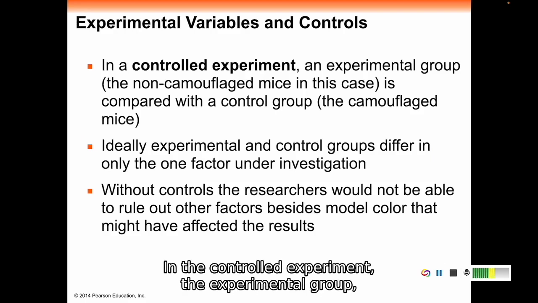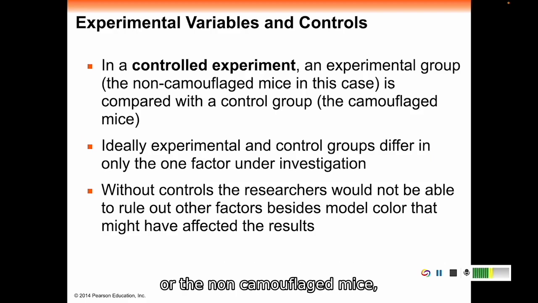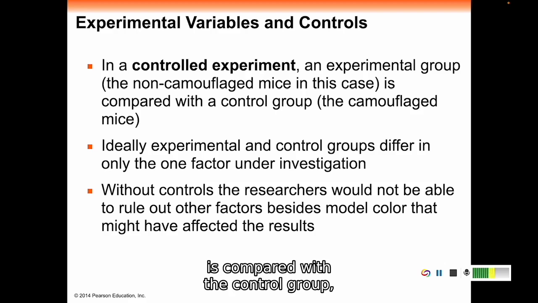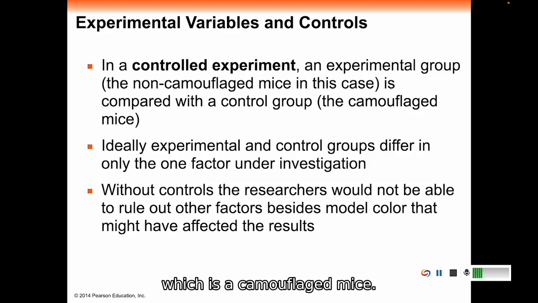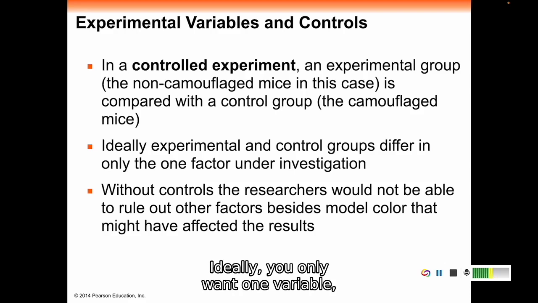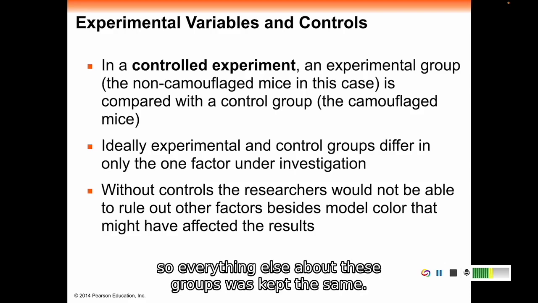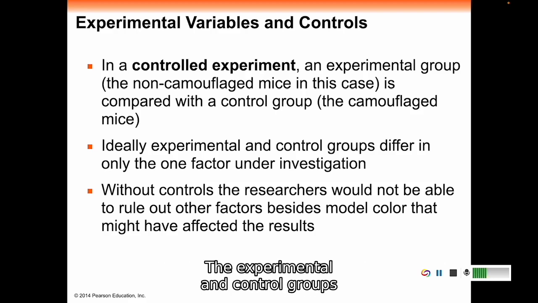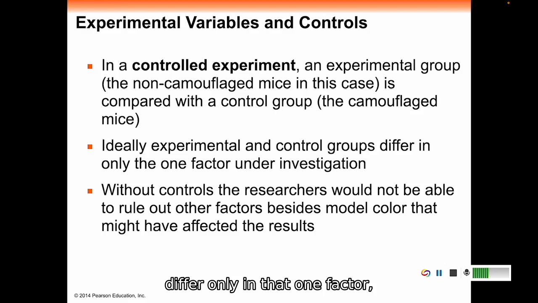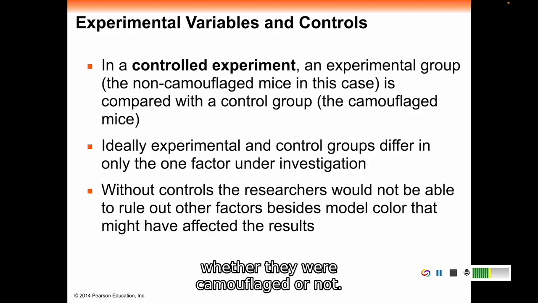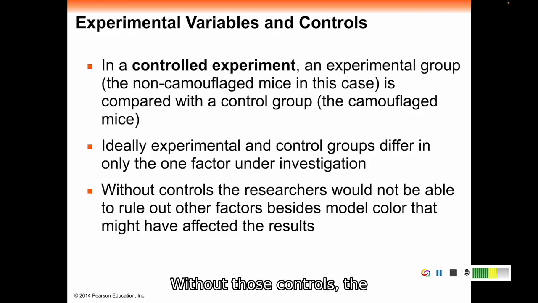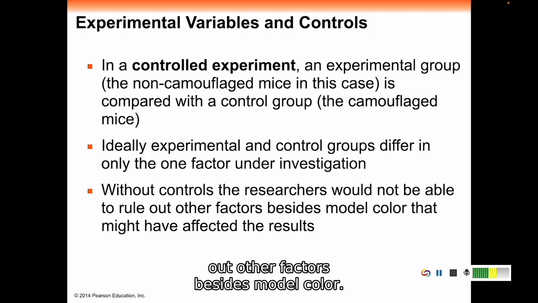In the controlled experiment, the experimental group, or the non-camouflaged mice, is compared with the control group, which is the camouflaged mice. And ideally, you only want one variable, so everything else about these groups was kept the same. The experimental and control groups differed only in that one factor, whether they were camouflaged or not. Without those controls, the researchers wouldn't be able to rule out other factors besides model color. It could have been something else entirely that could have affected the results.